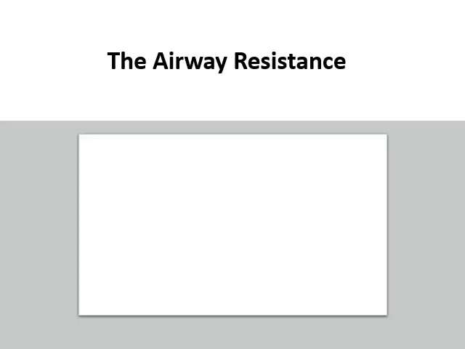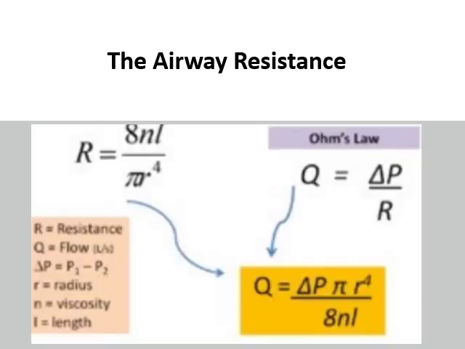Now coming to the last factor that affects the mechanics of breathing, which is the airway resistance. Airway resistance is an important factor that affects the mechanics of breathing and the flow of air. The flow of air in the respiratory passage depends on both the pressure difference and the resistance. The flow of air depends on the pressure gradient between the atmospheric pressure and the intra-alveolar pressure.